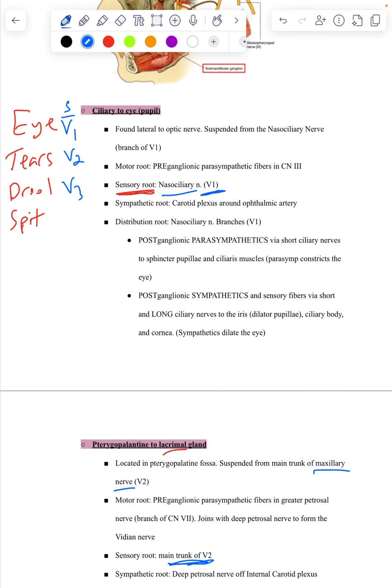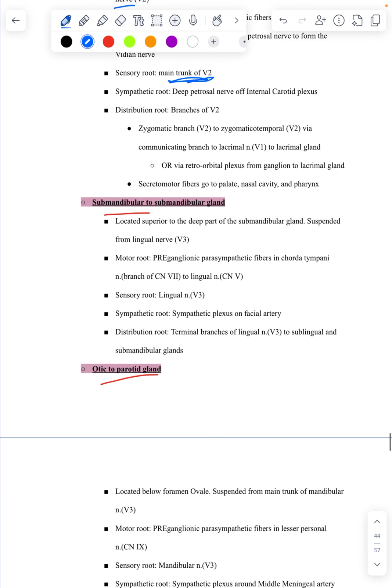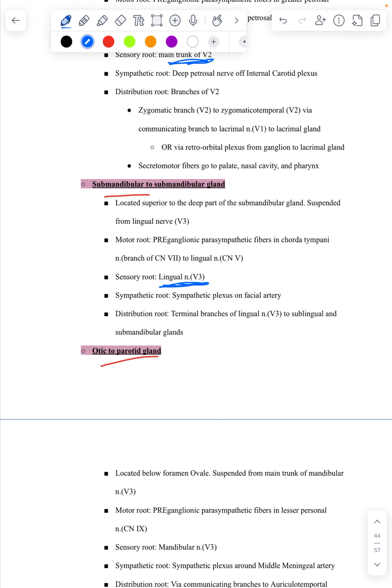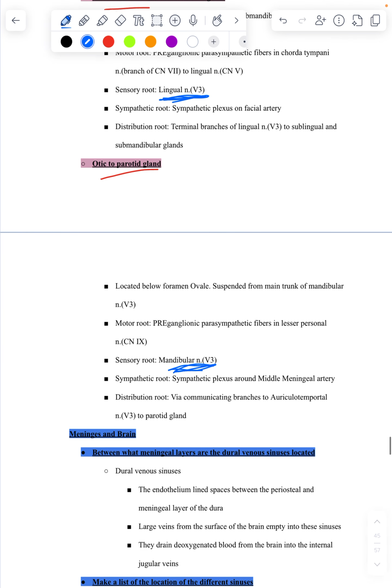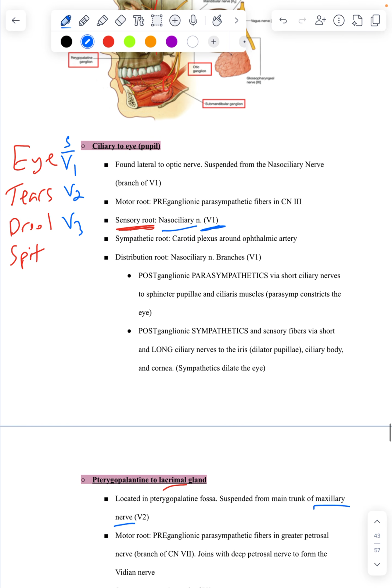Third one, V3, which is lingual, and then we only have 3 V's, so the last one also has to be V3. So it goes in order. If you remember eye, tears, drool, spit, it's V1, V2, V3, V3.